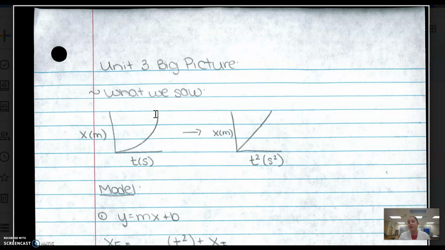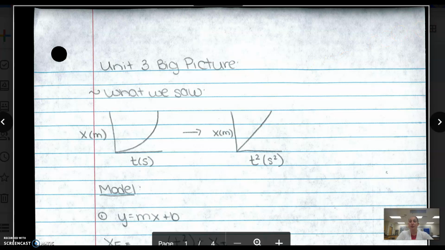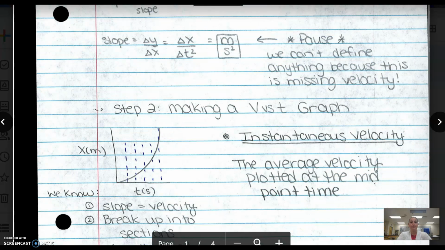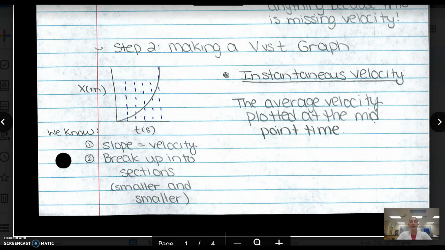It's the average velocity over those 2 points. But this is showing a constantly changing velocity. So if you were to take the slope down here, you're going to get a very different value than if you were to take the slope up here. So that's where we have to move into, how do we make a velocity versus time graph? So that's our step 2.